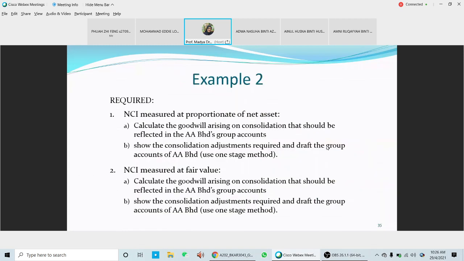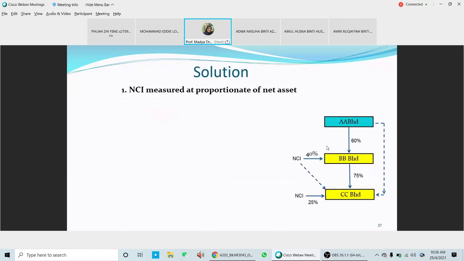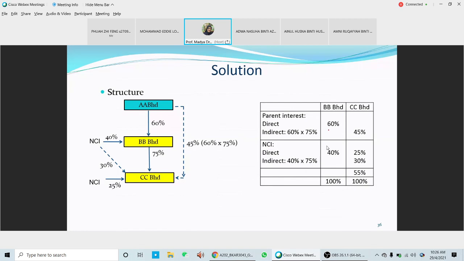So we assume the NCI is measured using proportionate share and the NCI at fair value. Now we're going to prepare the consolidation journal entries and adjustments using the one stage method, which focuses on the indirect interest. This is the structure we have here. The parent has 60% in B, which means the NCI has another 40%. Indirectly, the parent has 45% in C, and the NCI here has 40% in B and 25% in C.